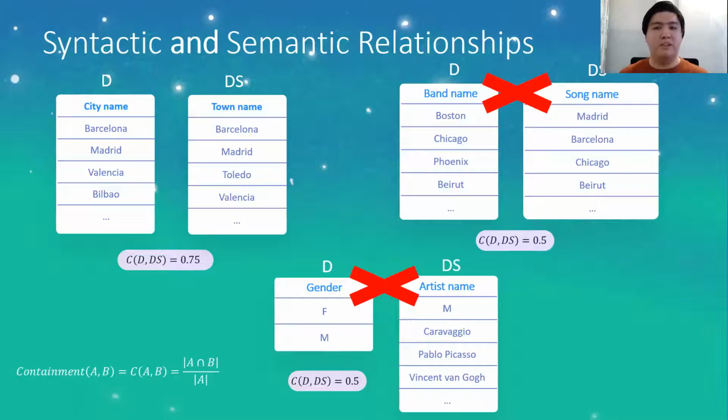We have two pairs that don't make sense to be joined since they refer to different concepts, but they have common values. One is referring to one name and the other to some name, while the other pair is about gender and artist name. So these two attribute pairs don't make sense to be joined, yet they have a high containment. And from all these pairs, we only have one attribute pair that makes sense. It is city name and town name, since they refer to the same concept and share common values.